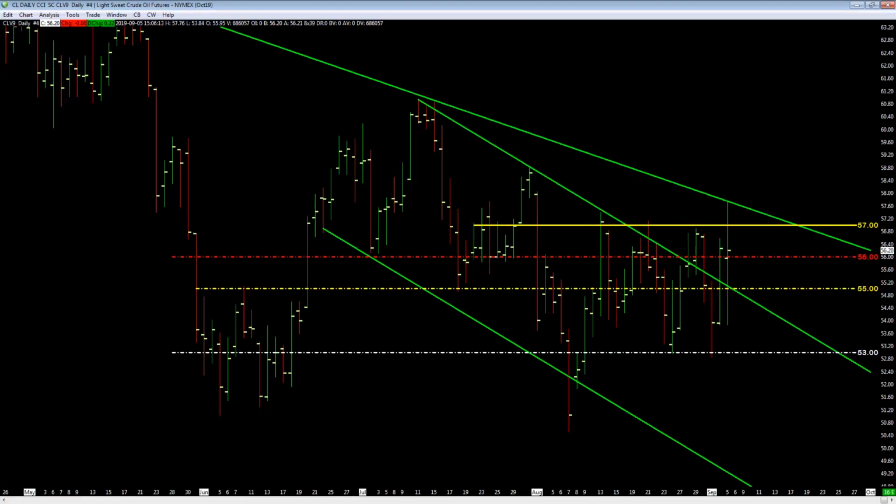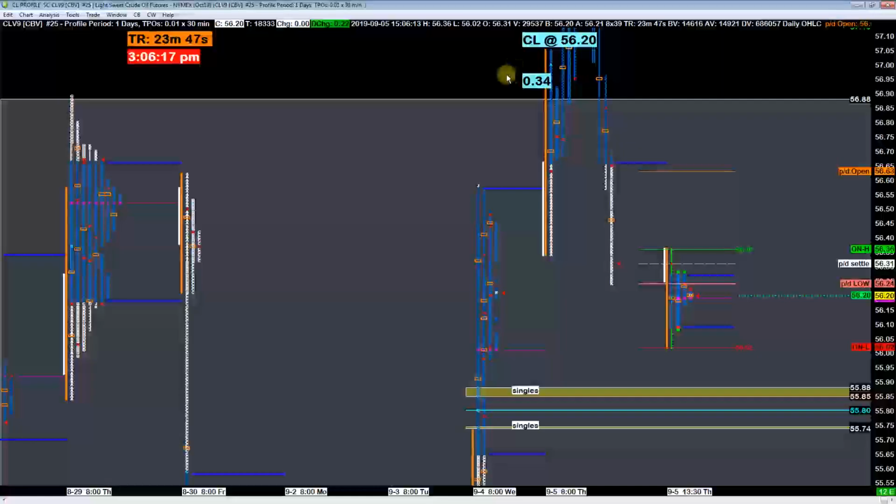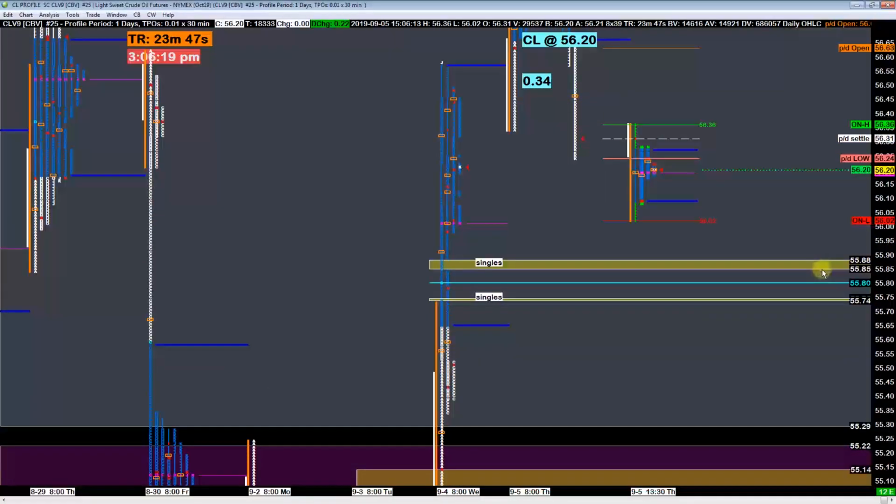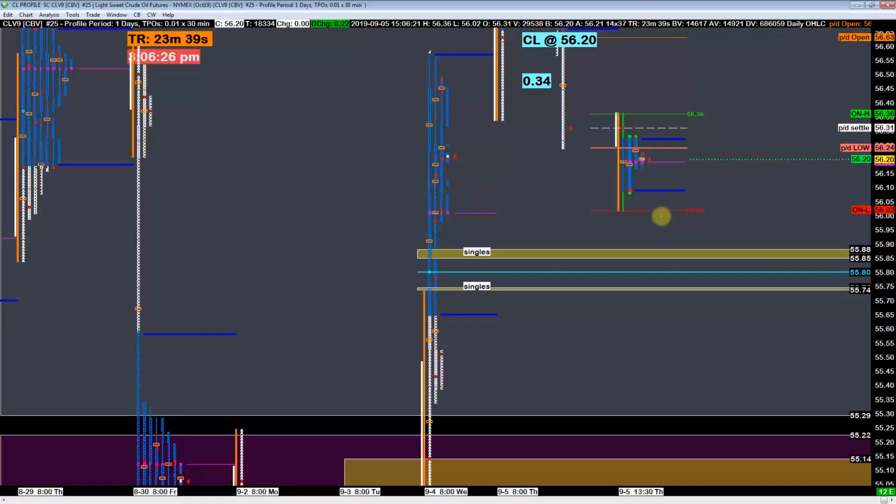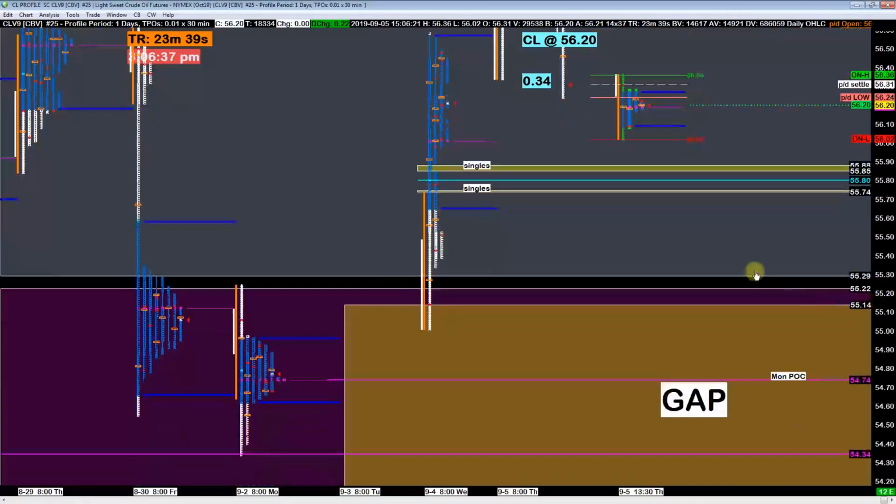Let's see if we're gonna fail and we have some repairs to get done below. You guys recall we have singles of 55.85, singles of 55.74, and if you look at the ladder, there are already some orders sitting around 56 and sitting around 55.80 going into Globex. So pay close attention coming in tomorrow.